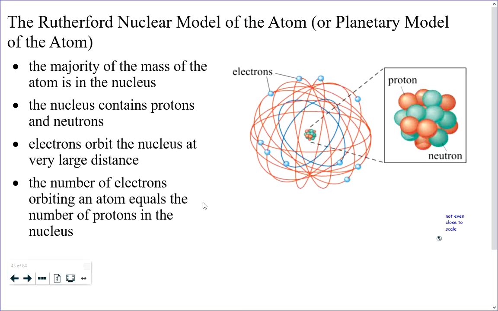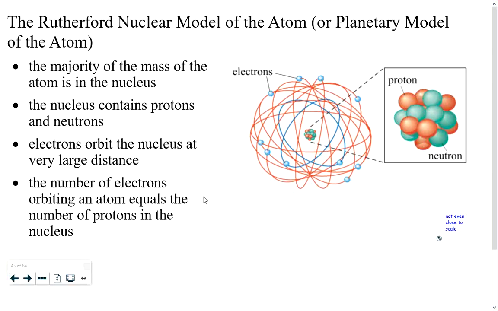The analogy that was given to me, and I've never bothered to crunch the numbers because I don't think it's that important, is that if you developed a model of the atom, a physical model where the nucleus was a basketball, the closest electron would be in Calgary. From here. That's how much nothingness there is to atoms.